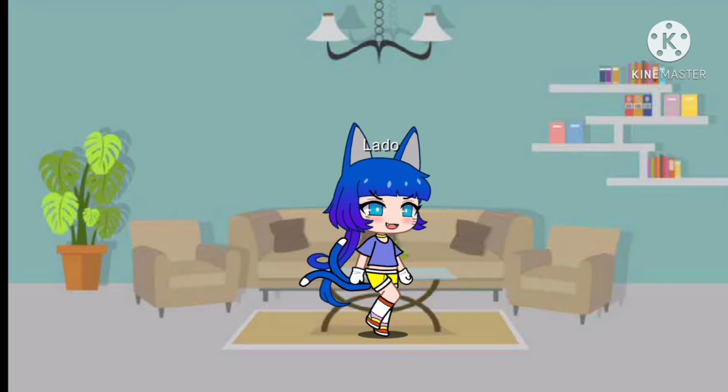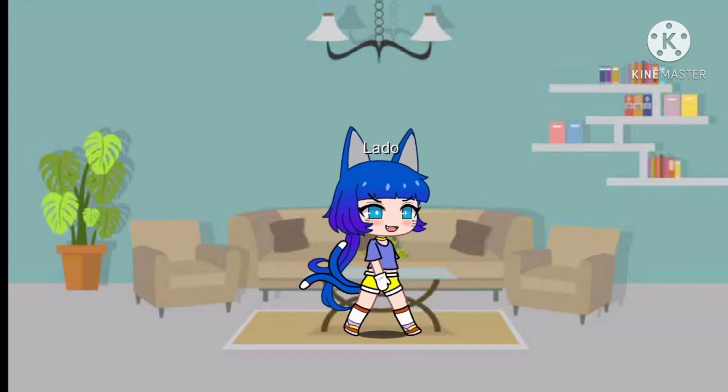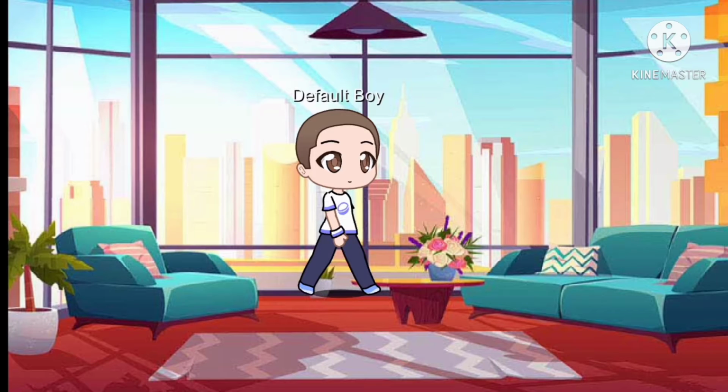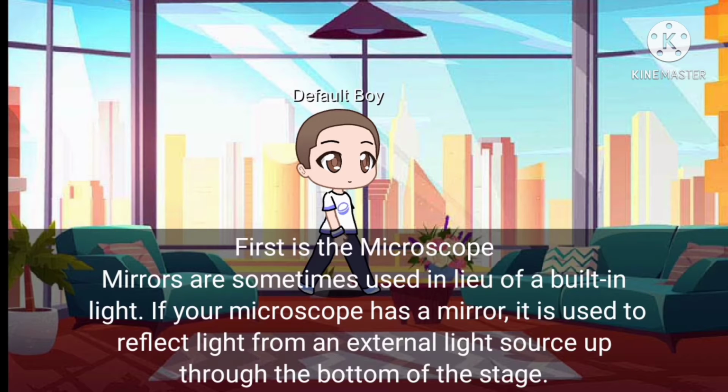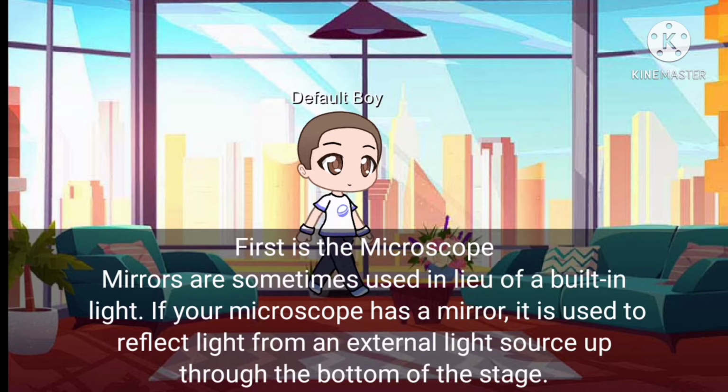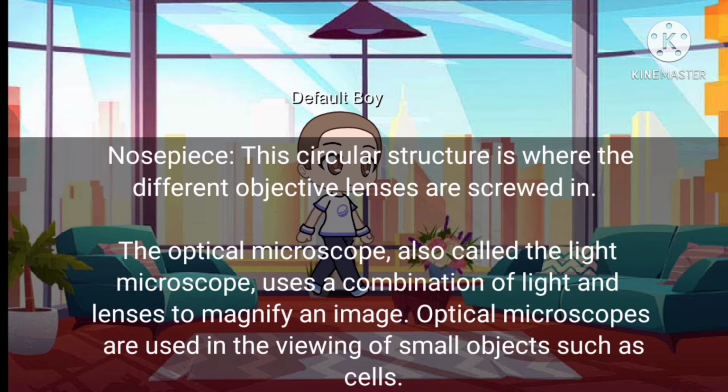For my recommendation and reviews, watch this video. First is the microscope. Mirrors are sometimes used in lieu of a built-in light. If your microscope has a mirror, it is used to reflect light from an external light source up through the bottom of the stage. Nosepiece. This circular structure is where the different objective lenses are screwed in.